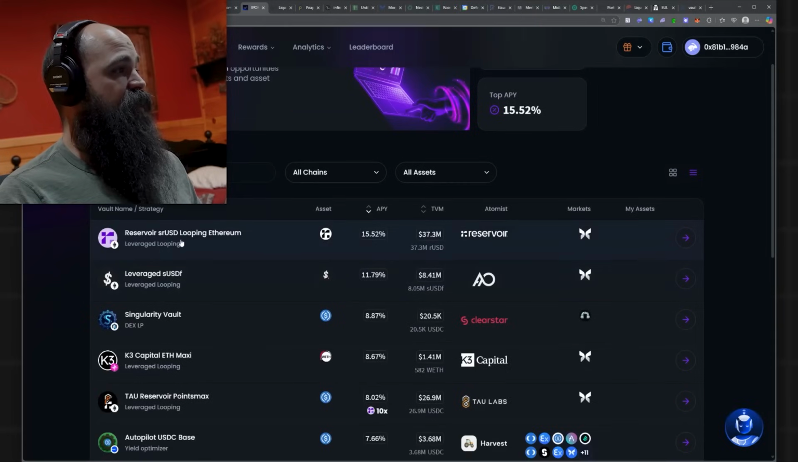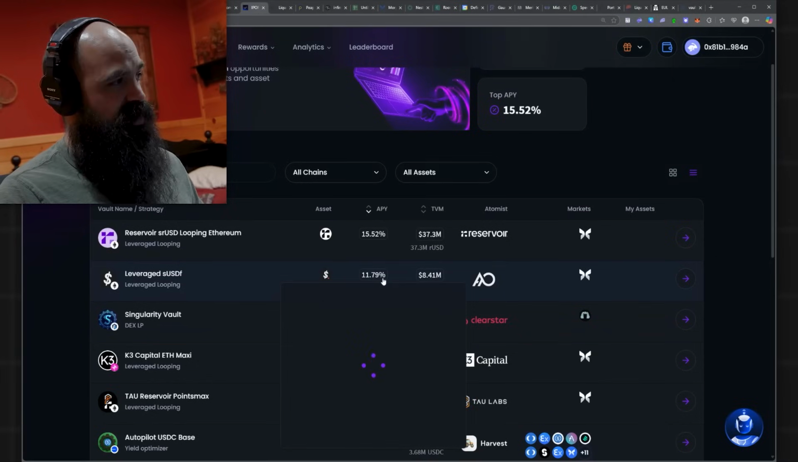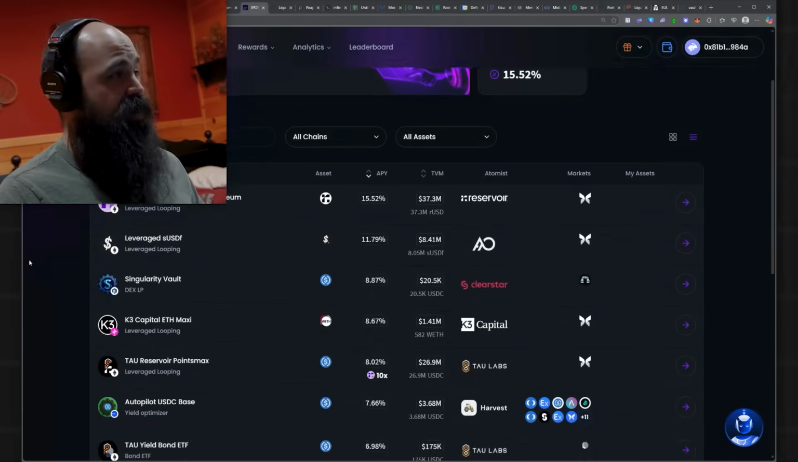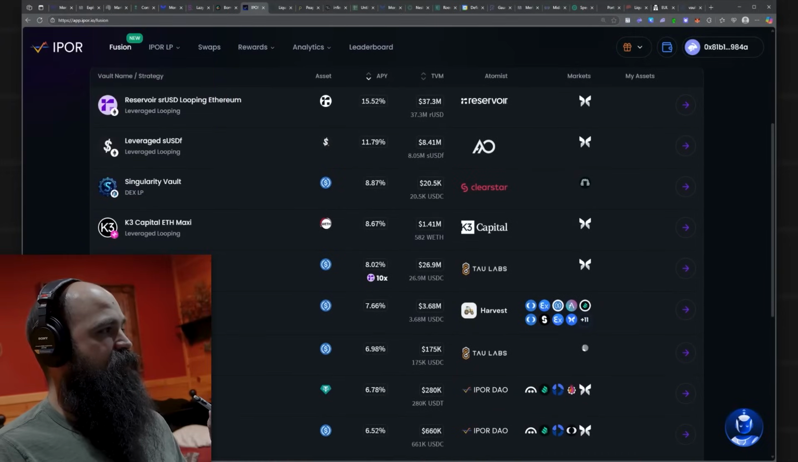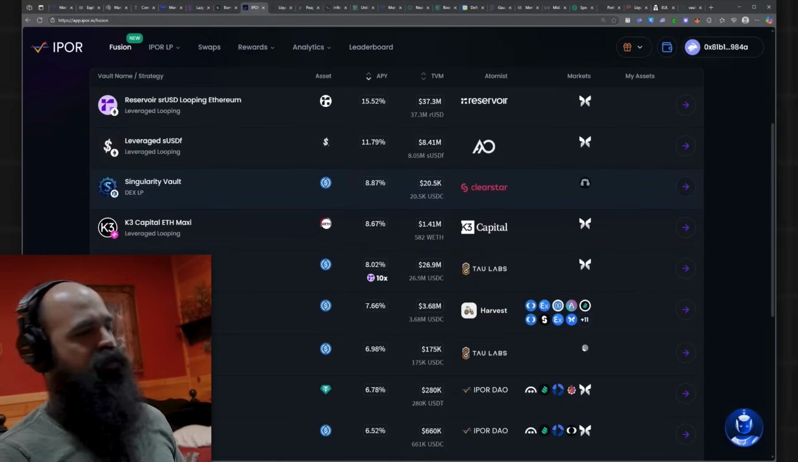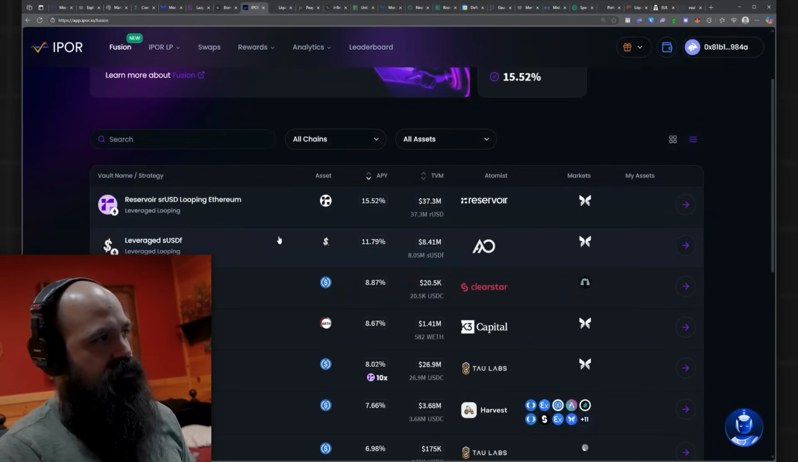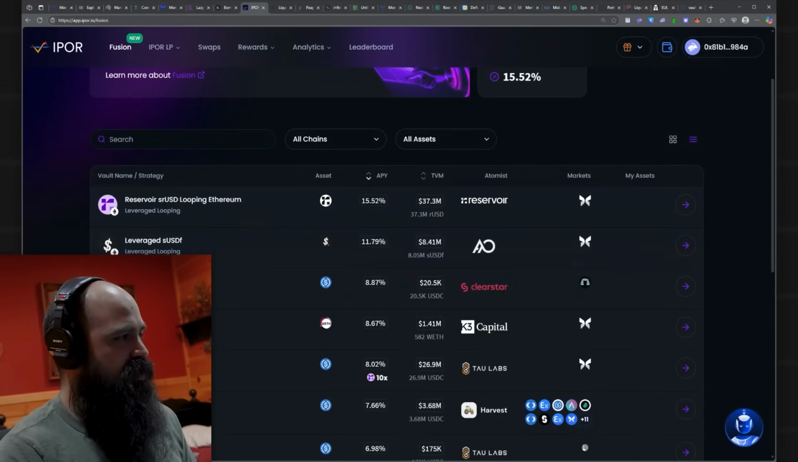You can see here that they have a Reservoir looping at 15% APY. They have leveraged sUSDf, which we just talked about, but they're running it through Morpho. They have 11% or 12-ish% and points. You're also getting points there. They also have this USDC Singularity Vault, but I don't even know what that is. It's using Ramses V2. I probably wouldn't touch that. So I like these two, but that's where my focus has been.